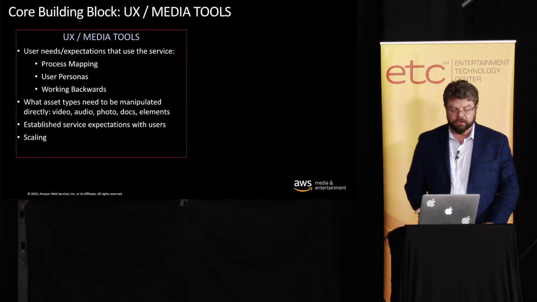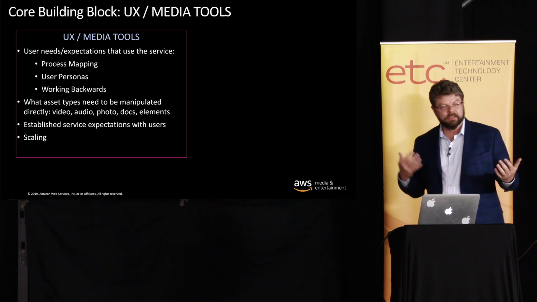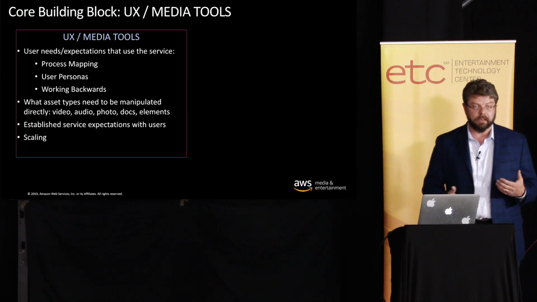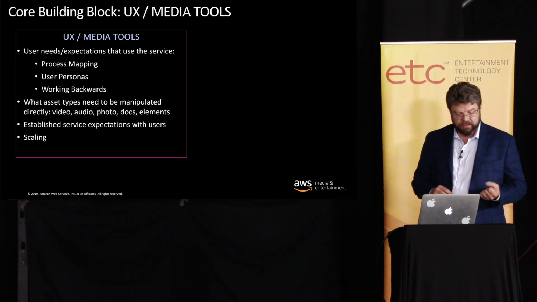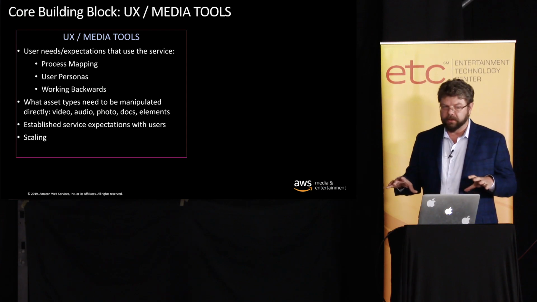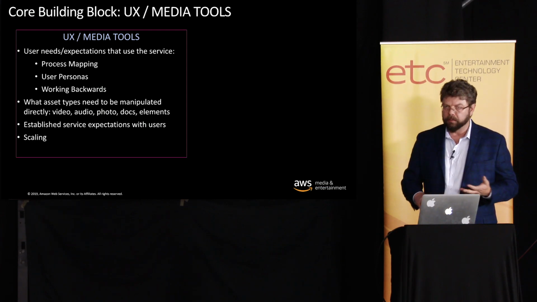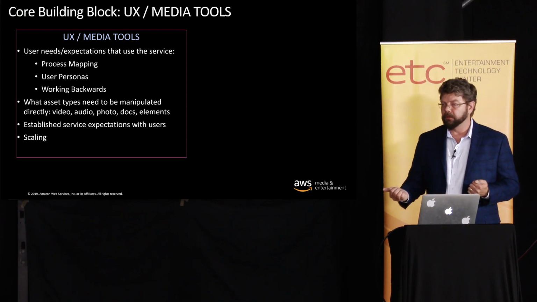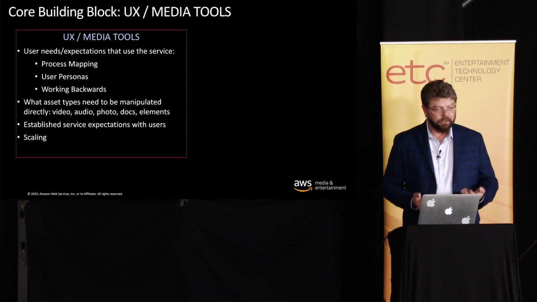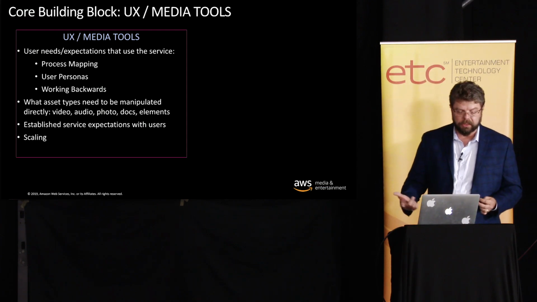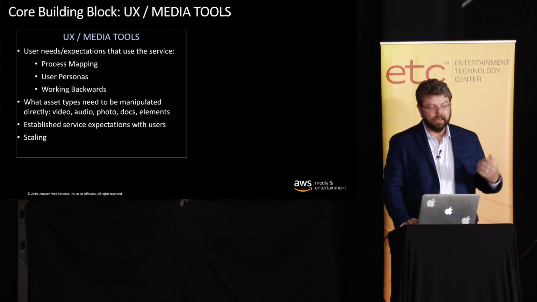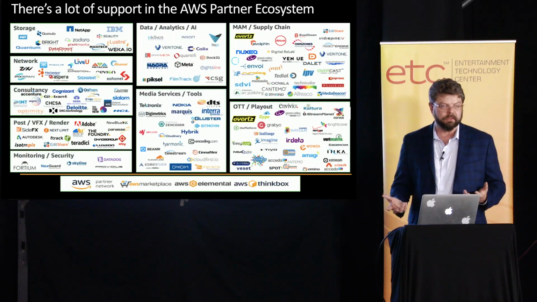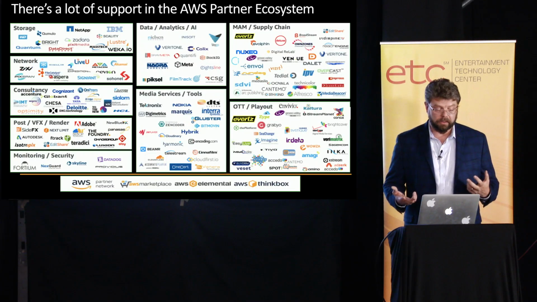So the next core building block is user experience and media tools. And candidly, this is where I am evangelizing to all of our media asset management partners and supply chain partners. AWS has already built this incredible foundation of services of authentication and database and serverless and all these functionalities. So you really want to focus on user experience and media tools, because that's what your customers are looking for. And you can do that through process mapping or user personas, working backwards efforts. And as you're going through those tools, just know that on top of AWS, they have a massive ecosystem of partners that you can reach into.